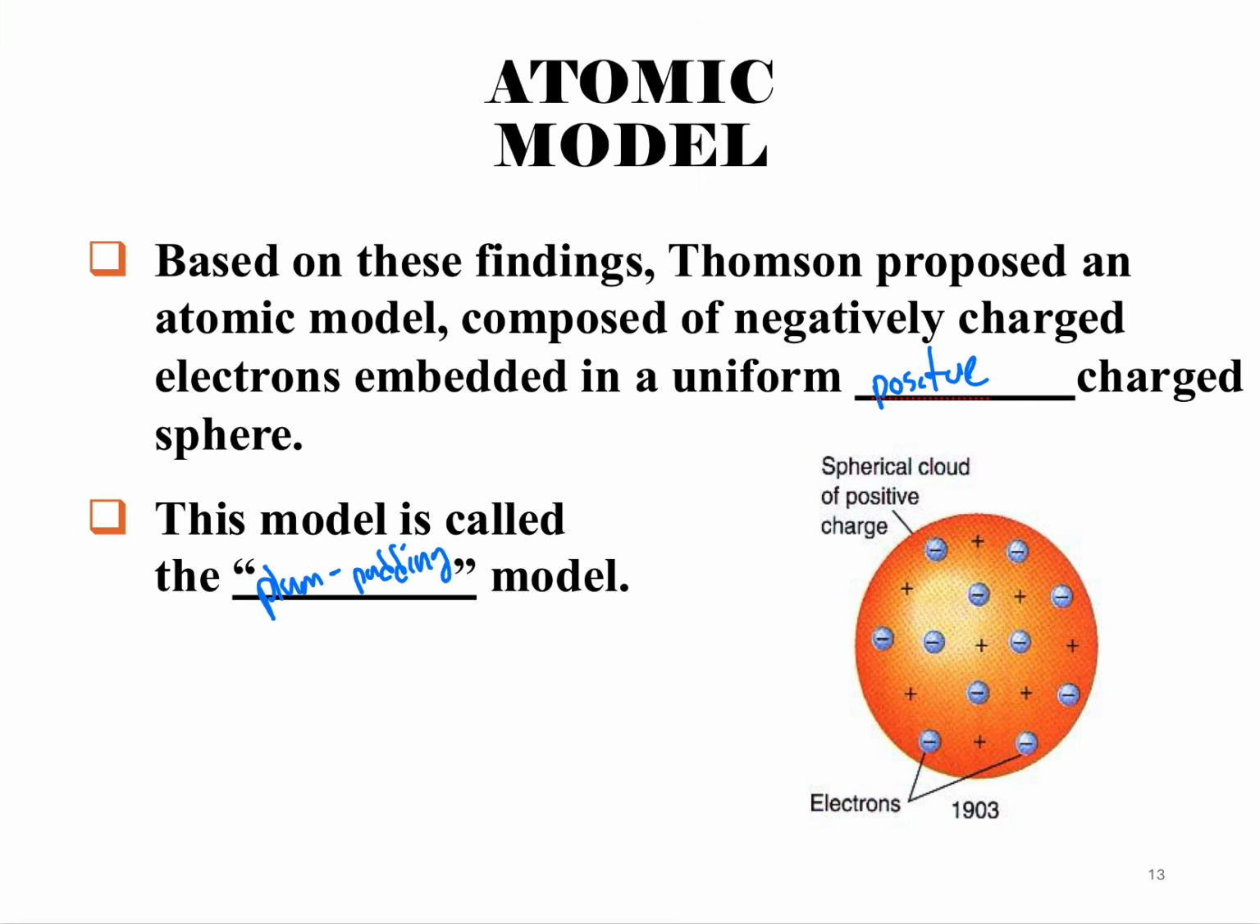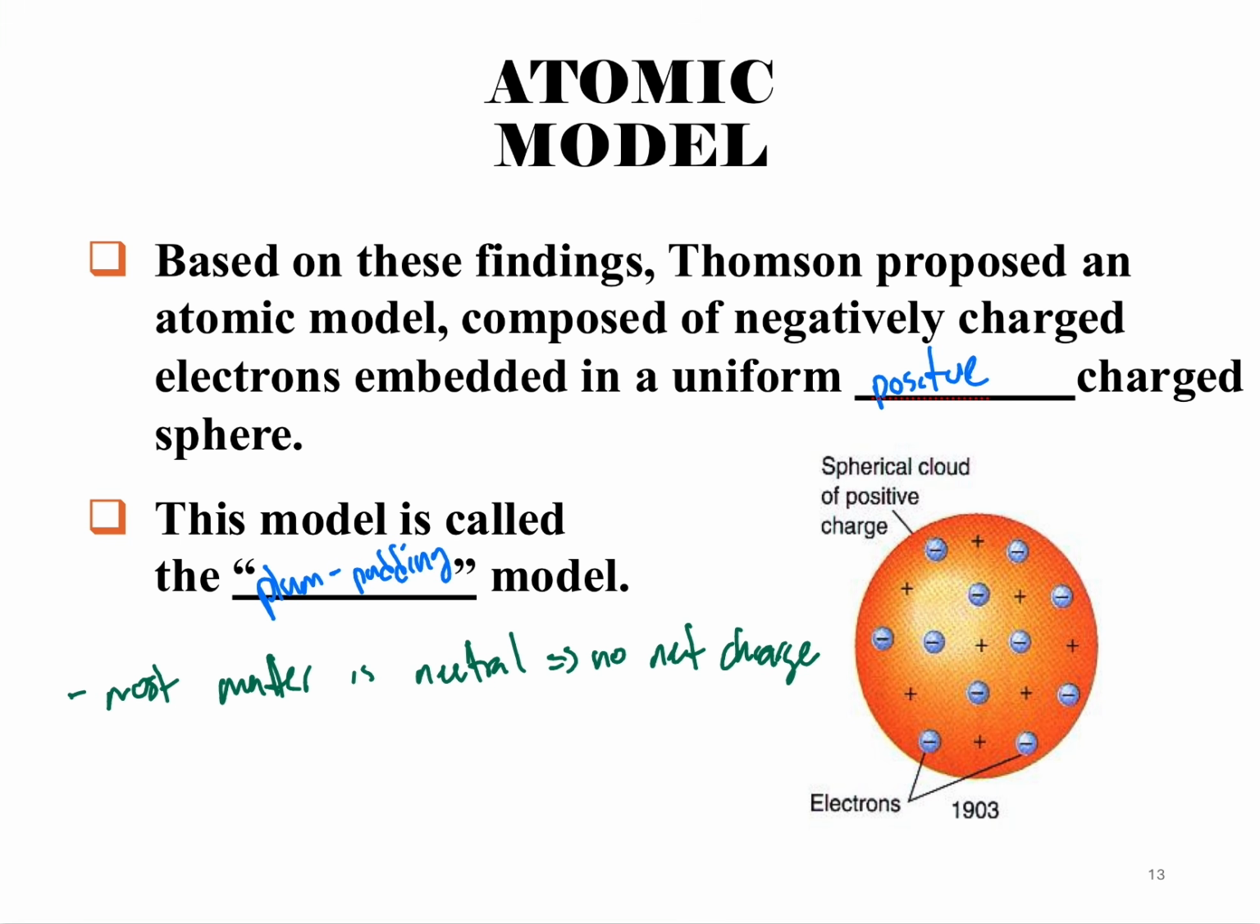The reason that we need the positive charge is because even though we found these subatomic negatively charged electrons, we still know that most matter is neutral, meaning that it doesn't have any net charge. But there are these negatively charged particles in there. So that means we have to have something that counteracts that negative charge. And that's what the uniform positive charge was developed for.